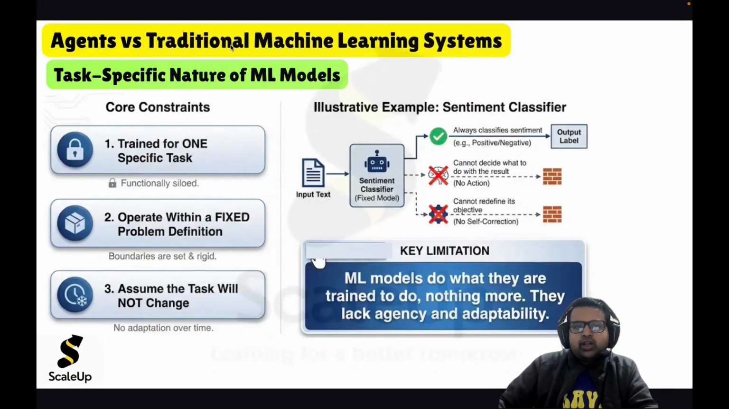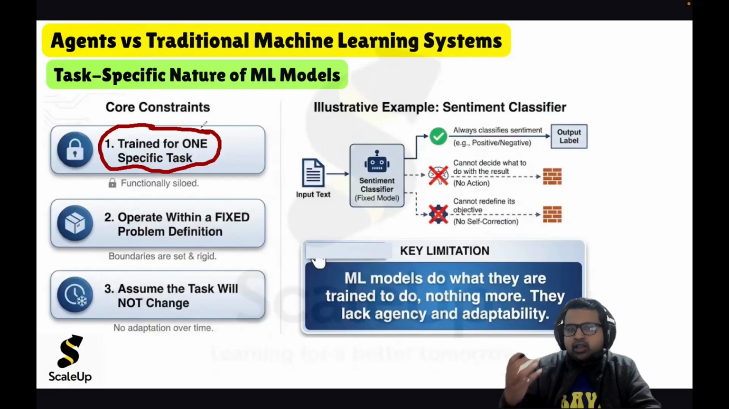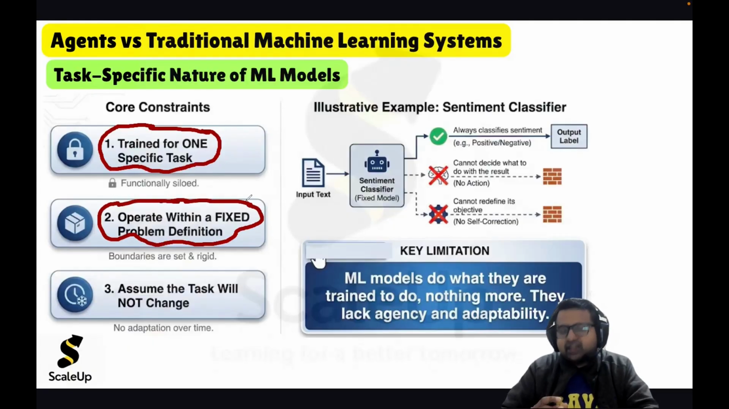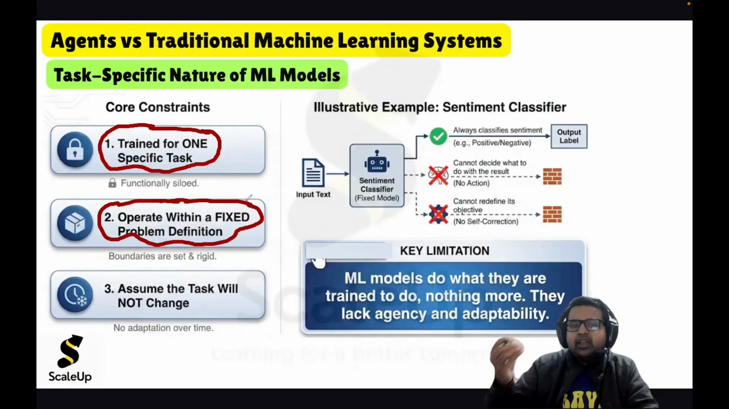Okay, now we will look at the task specific nature of machine learning models. As we already saw, the core constraint is that they are trained for one specific task. One machine learning model is good at solving one particular problem. They operate within a fixed problem definition. Whatever patterns you teach it, it is applicable for that only. If you give it any input which is way away from that pattern, then it will start giving wrong answers.